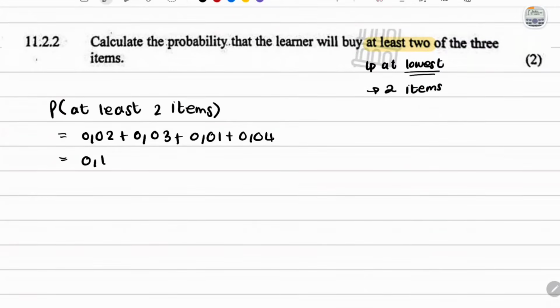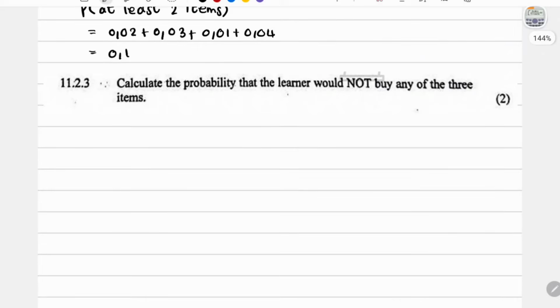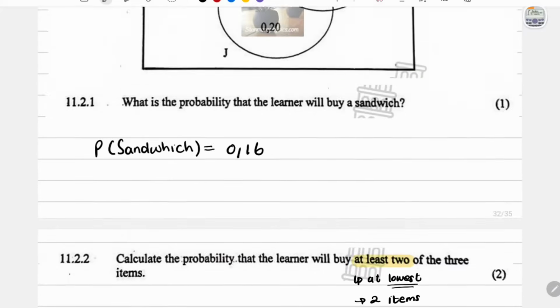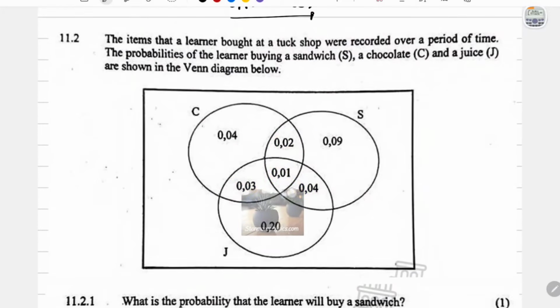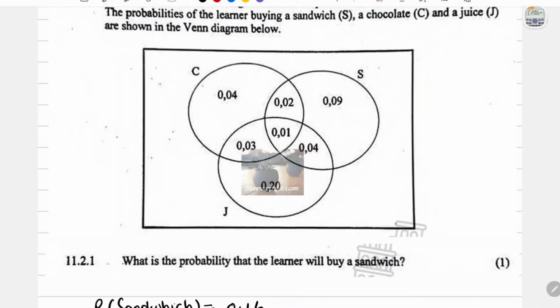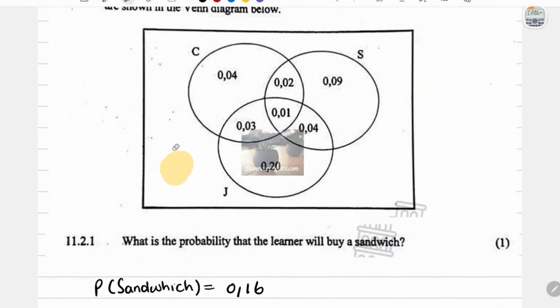Moving on to the next question. Then we're on the last question in this Venn diagram, and 11.2.3 says, calculate the probability that the learner would not buy any of the 3 items. So the only items we have are the 3 items. So if we're finding the probability that the learner will not buy any of the 3 items, we will be finding the probability that is outside the circles. Okay, because this would be people who didn't buy any of these.